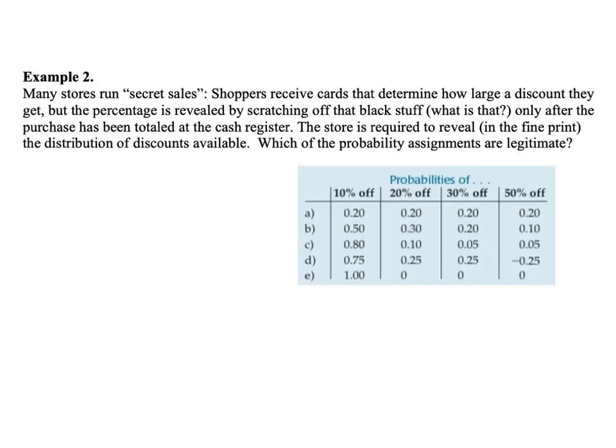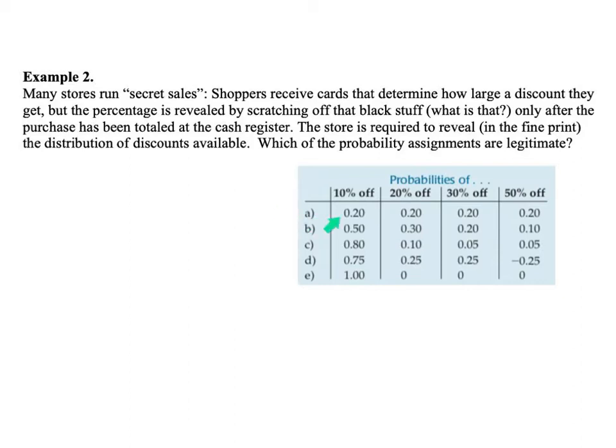Example 2 says, many stores run secret sales. Shoppers receive cards that determine how large a discount they get, but the percentage is revealed by scratching off that black stuff. What is that stuff? Only after the purchase has been totaled at the cash register. The store is required to reveal in the fine print the distribution of discounts available. Which of the probability assignments are legitimate?